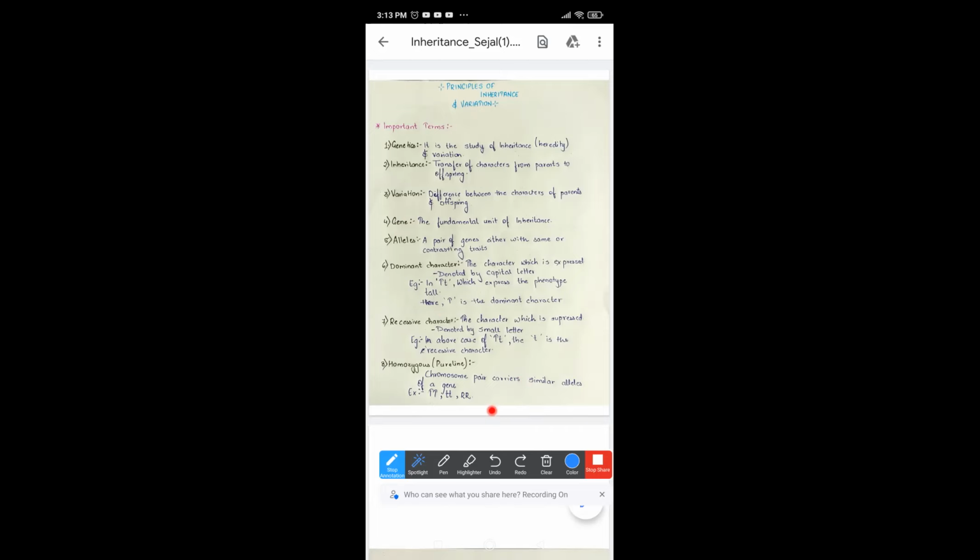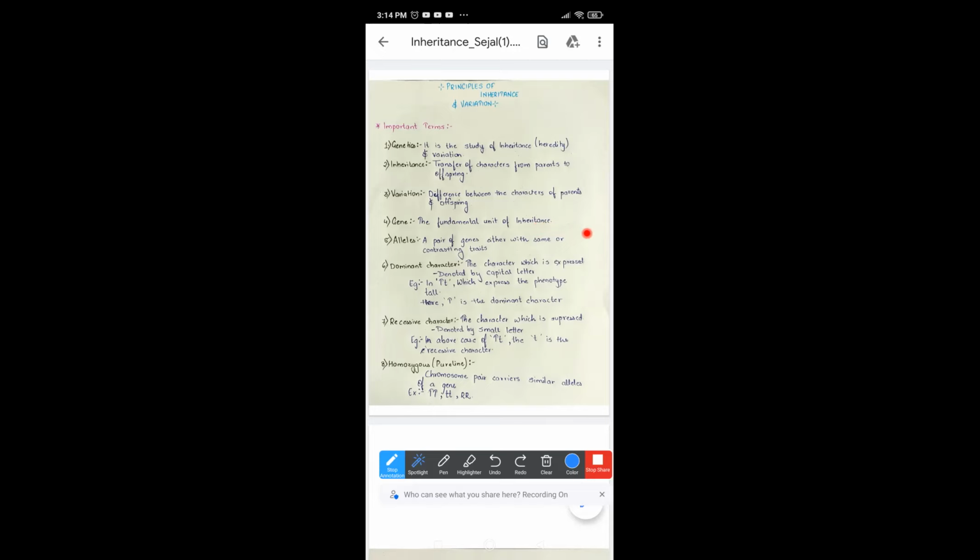Now, what is actually transmitted or inherited? Basically, it is the gene. Hence, it is also known as the fundamental unit of inheritance. Now, when a pair of genes comes together, they may have either the same or different traits. These are known as alleles. If the alleles carry the same pair of gene, it is known as homozygous. And if different, it is heterozygous.